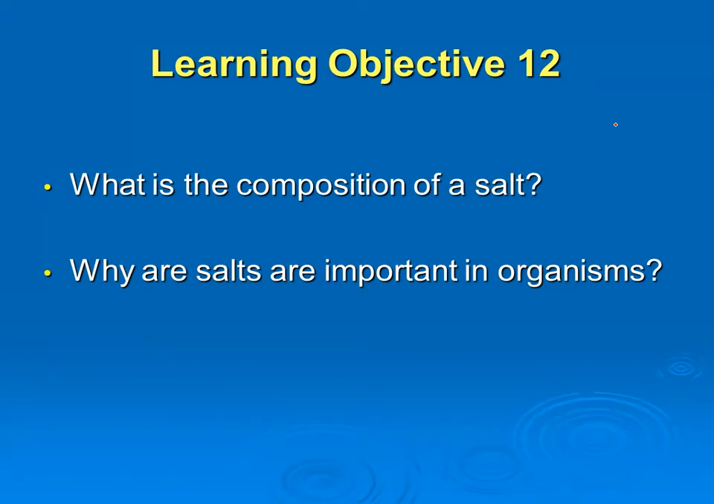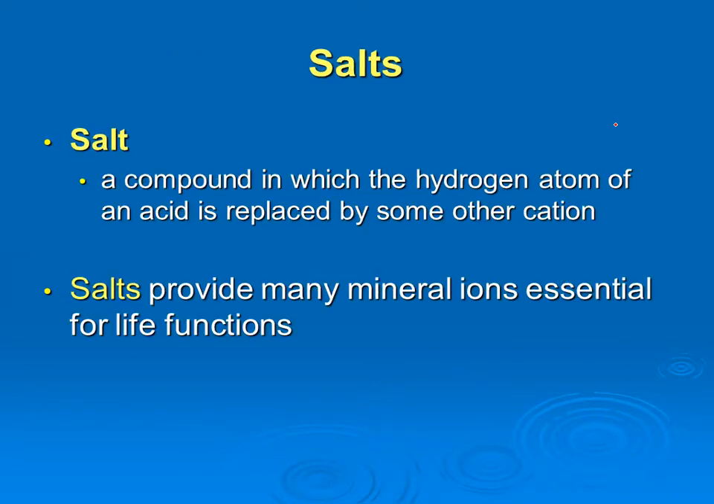The last thing we'll look at is salts. Why is salt important? A salt can basically be defined as a compound in which the hydrogen atom of an acid is replaced by some other cation. Of course, we know salt as sodium chloride, but that's not the only salt. There are many different types of salts, but that's one of the main ones, at least for living organisms.